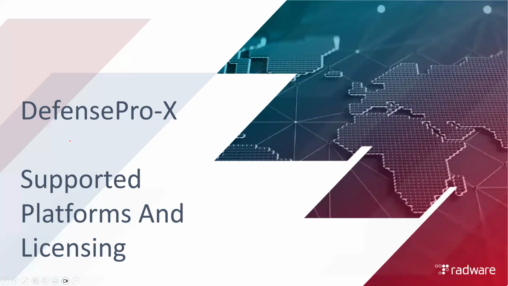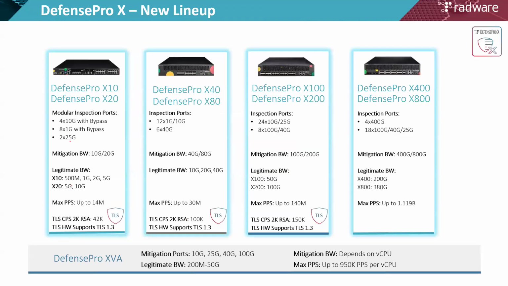Now let's look at the Defense Pro supported platforms and licensing. This is the Defense Pro X new lineup that we have. We have these models: Defense Pro X10, X20, X40, X80, 100, 200, 400, and 800. These are all the physical devices that we have when it comes to Defense Pro. An important thing is the mitigation capacity. This mitigation bandwidth is fixed. It cannot be upgraded. Whatever device you buy, the mitigation capacity would be fixed.